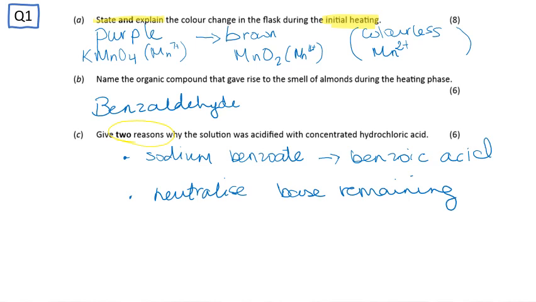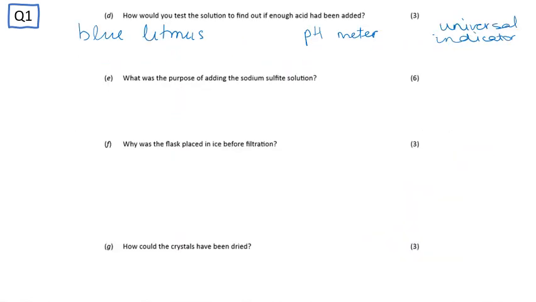The third and final reason is because the last step in our process, the reduction of the Mn4+ ions to Mn2+ ions, that reduction needs to be done under acidic conditions. So we were told in the question we're adding sodium sulfite, but that needs to be under acidic conditions. So adding the acid provides the correct environment for that to happen. Question D here is more straightforward than it might seem. How would you test the solution to find out if enough acid has been added? This is just testing the solution for an acidic pH, that it's under acidic conditions.